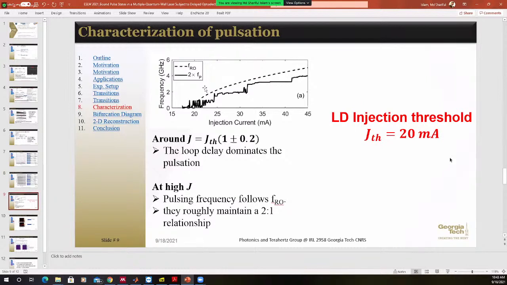This shows the RF spectra over a range of injection current. So a more global picture compared to the previous two slides where we picked some of the traces. We see pulsing frequency at a higher injection current follows a 2:1 ratio with the natural oscillation frequency, although this is not the case when we are close to the injection threshold.